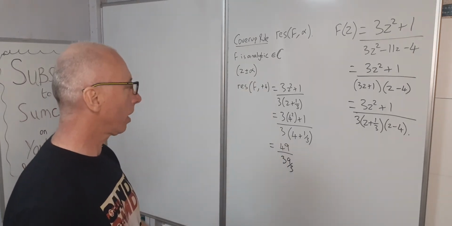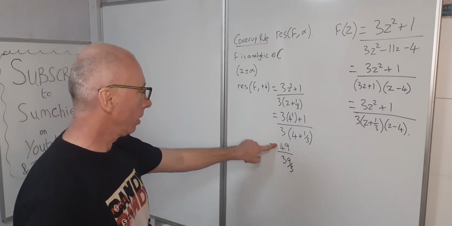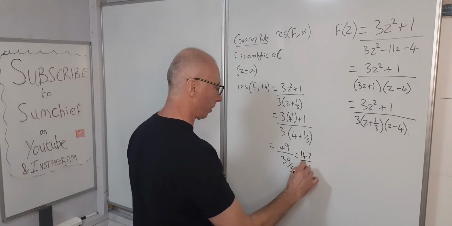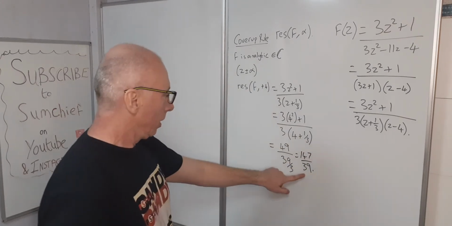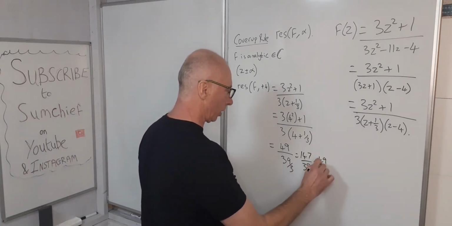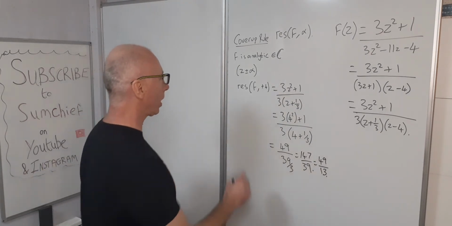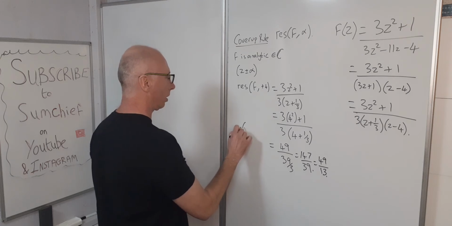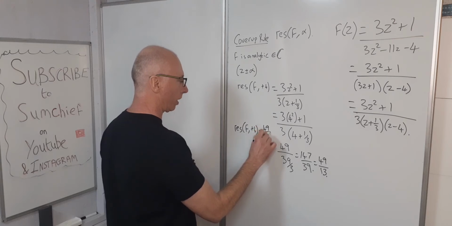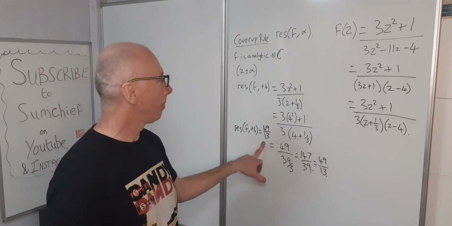That then gives us 49 over 3 times 13 over 3, so times the top by 3, that gives us 147 over 39. Divide that by 3, I think we can. So 3s into that go 49 over 13. Yeah, so therefore we can say the residue of f at plus 4 equals 49 over 13. Okay, so happy with that one.